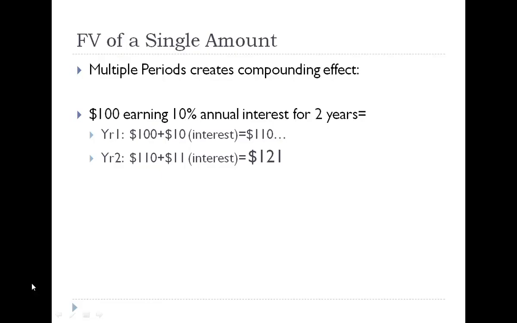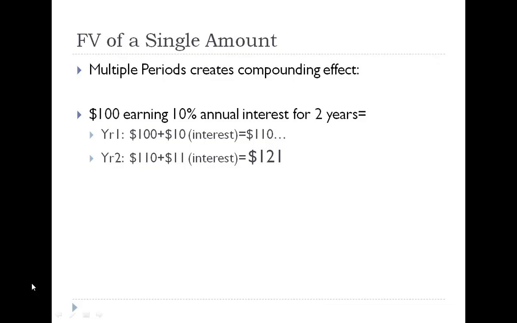Here is an example of calculating a future value of a single amount of money based on compound interest involving more than one time period. So here we invested $100 at 10% interest, and we leave the money alone for 2 years. You'll notice that after the first year we have $110 total. That includes the first $100 we invested plus the $10 in interest that we earned.